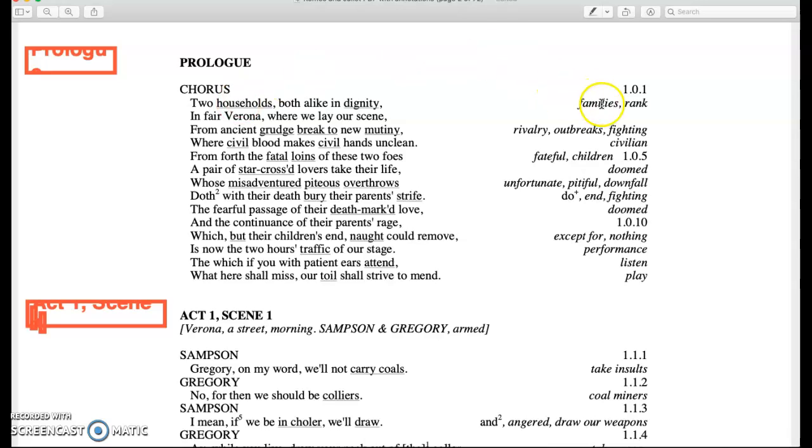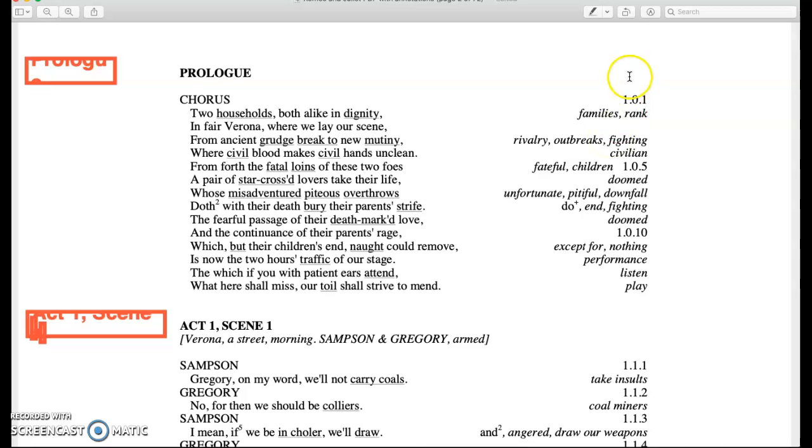Households, it's referring to families in this case, or two families, both alike in dignity. Dignity is underlined. You look over to the right. Okay, dignity means rank. So there's two families and they're similar in their rank or status. So as you read, really use these side notes to help you pick it apart and understand.